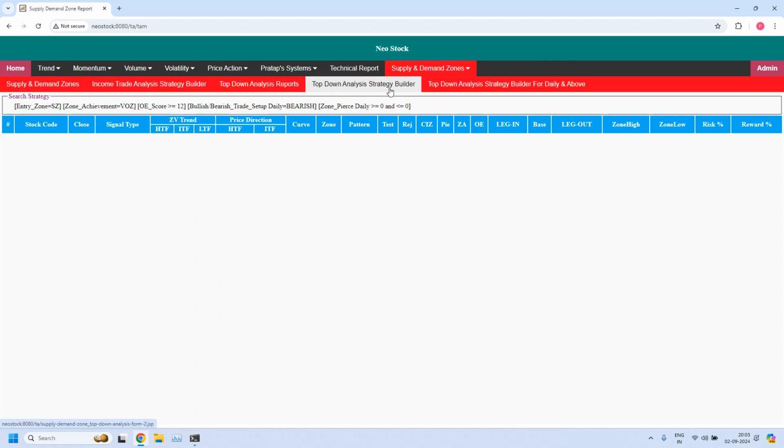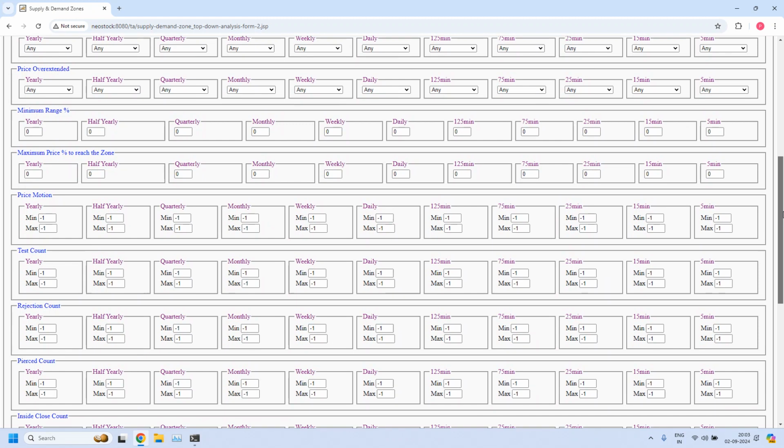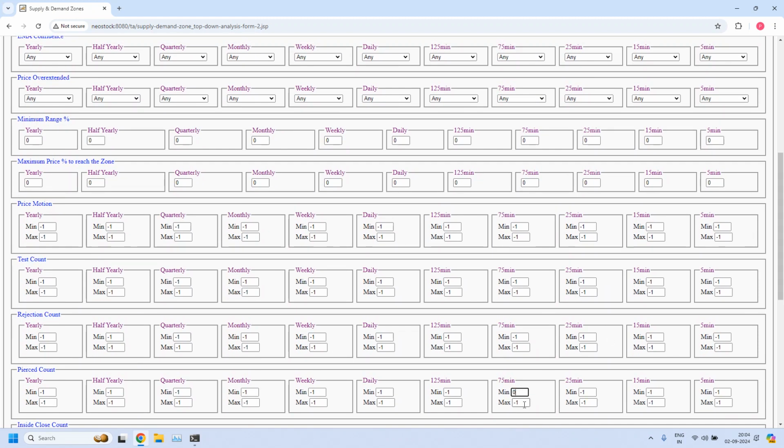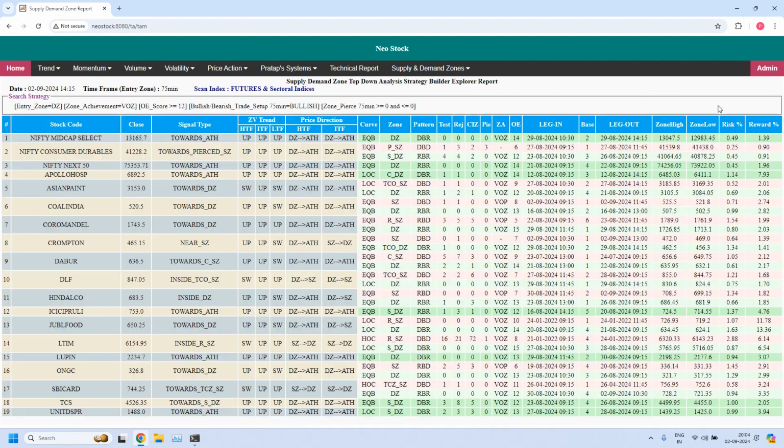Okay, the next report, weekly income trade, bullish trade setup. Entry time frame is 75 minutes, entry zone is demand zone. In bullish or bearish at 75 minutes, I am selecting bullish. The 75 minutes demand zone should not be pierced. In the pierced count at 75 minutes, minimum value 0, maximum value 0. And zone achievement is violated opposing zone, minimum odd enhanced score 12. All these filters are applied to 75 minutes demand zone. Now total 19 stocks are filtered, and all these 19 stocks are currently supporting bullish trade setup for weekly income trade.